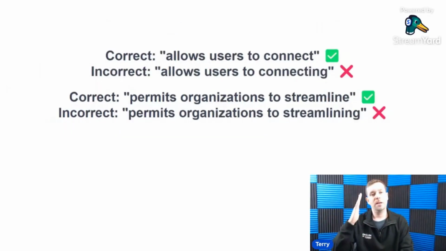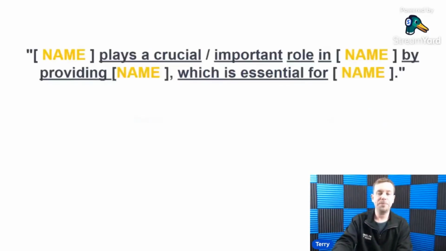So again, if you're using allow, permit, or let, if you're using allow, you must use the word to. Allows users to connect, not to connecting. Or if you use permit, it's the same as allow. Permits organizations to streamline, not to streamlining. Okay, so that was the first structure out of a total of 6 today.